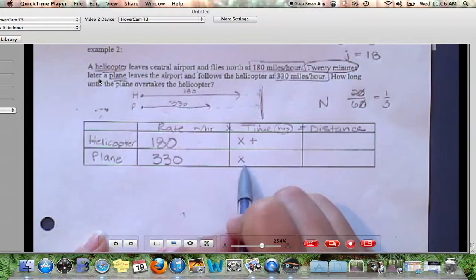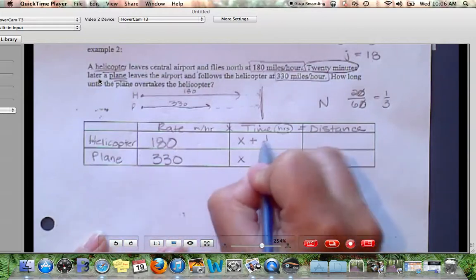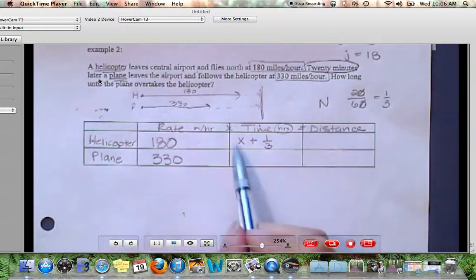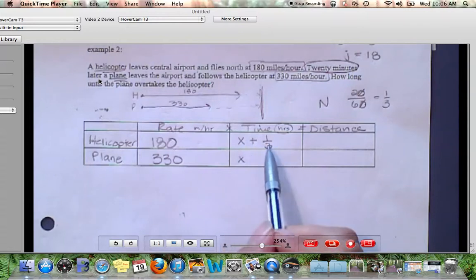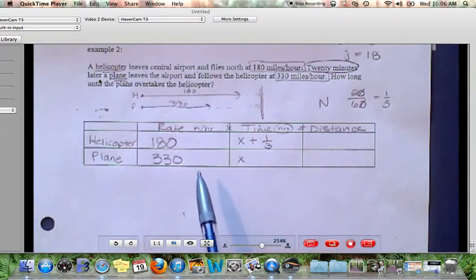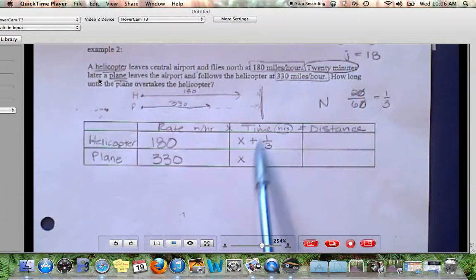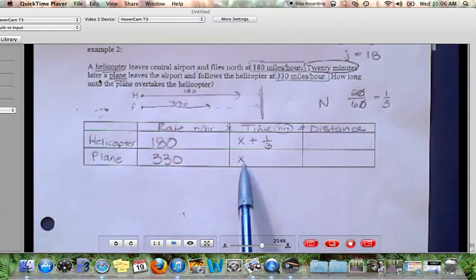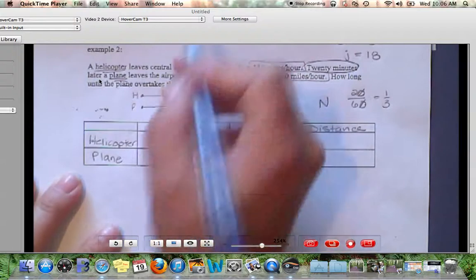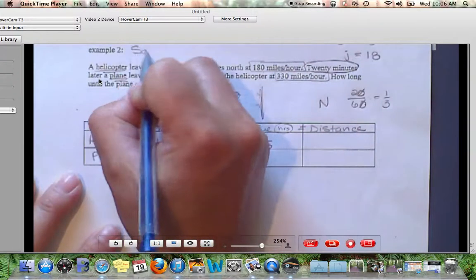So the plane has x amount of time. The helicopter actually has a third of an hour longer. So he has the same amount of time the plane has plus another 20 minutes or another 1/3 of an hour. So that's the hardest part really, is knowing that you have to convert this minutes to hours here, and we want to give the variable to the shortest, the one that has less time, and then the other one you add to it. Now this example is an example of two things going the same direction.